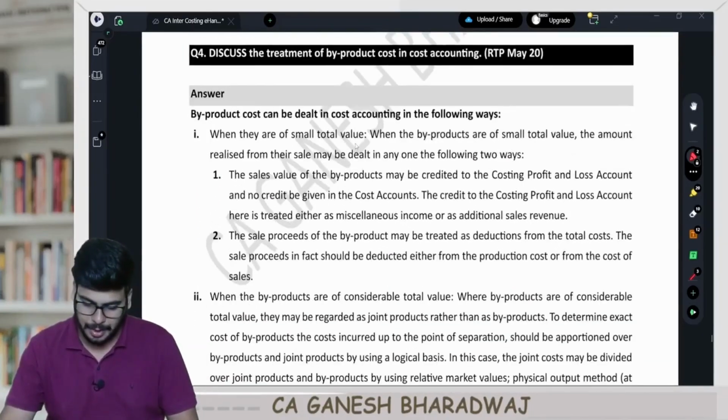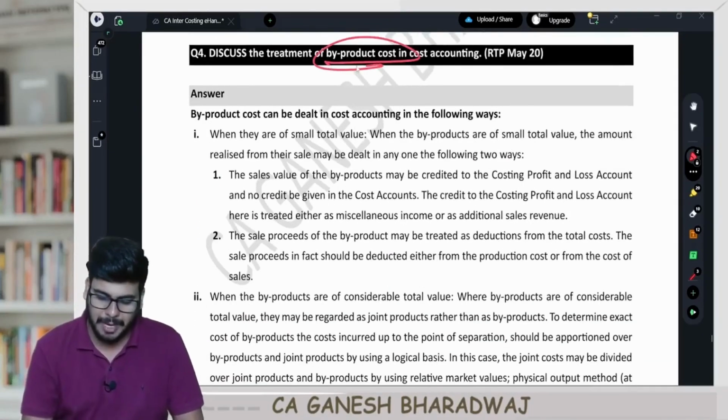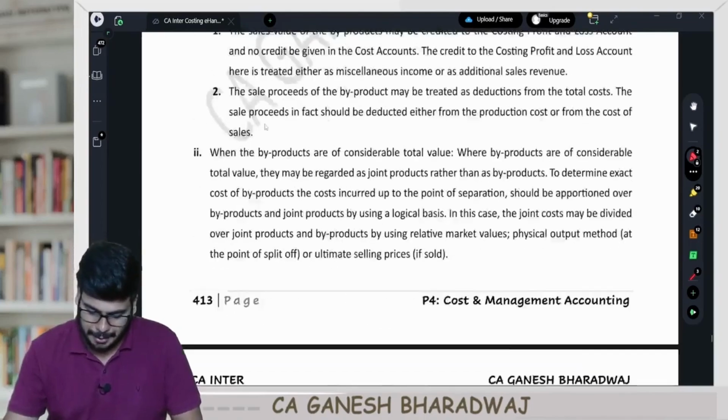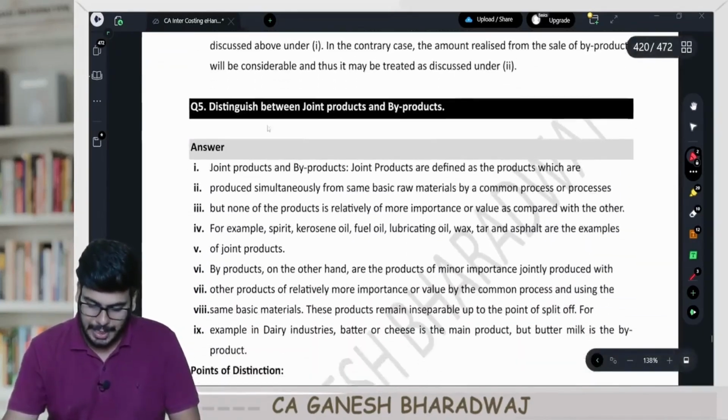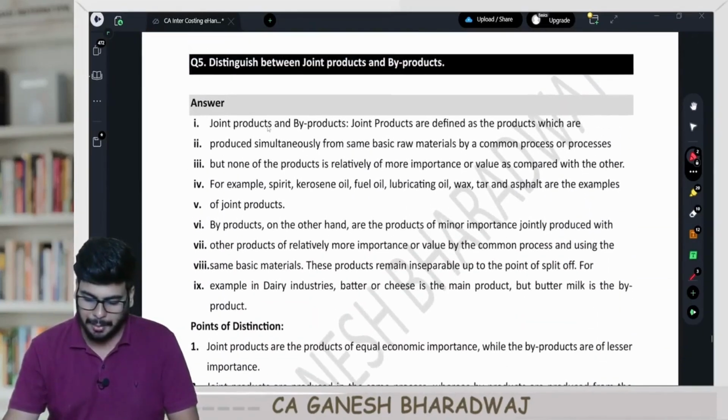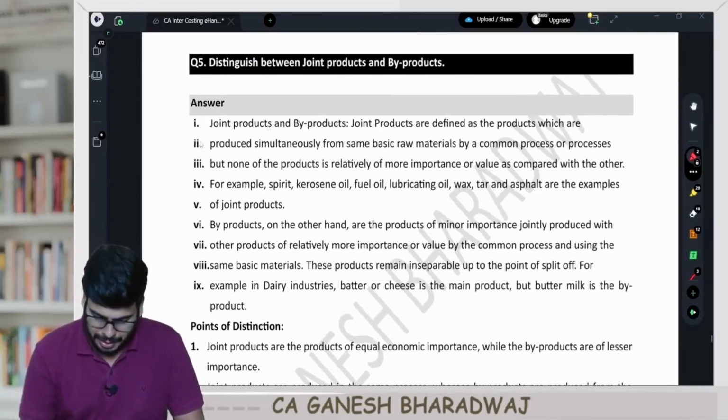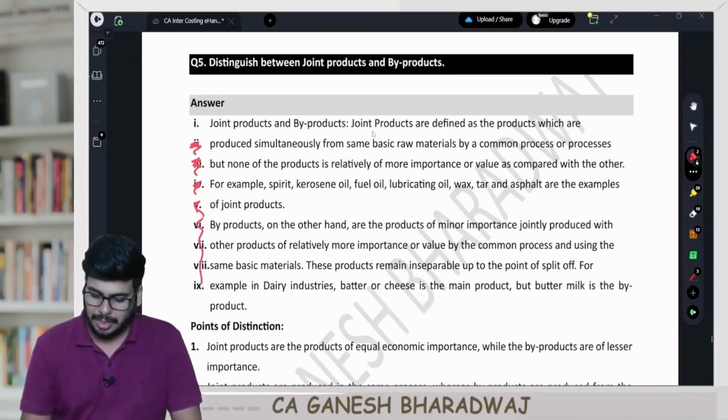That's about it. Once again, they have asked treatment of byproduct. I think it is repeated. It's the same thing. Distinguish between joint and byproducts. Right? So joint and byproducts. I don't think this is in points actually. Look, they have just given what do you mean by a joint and byproducts.